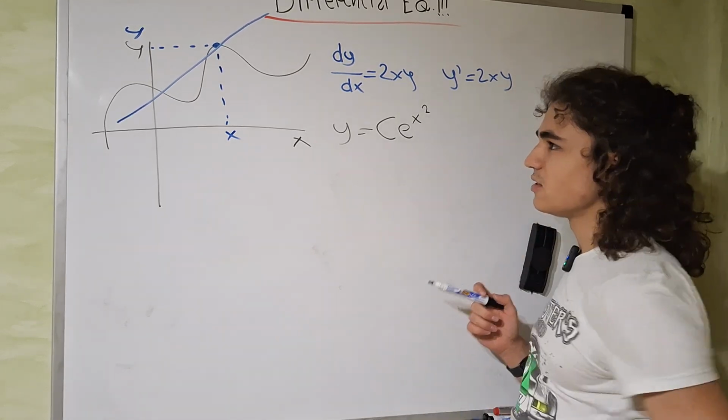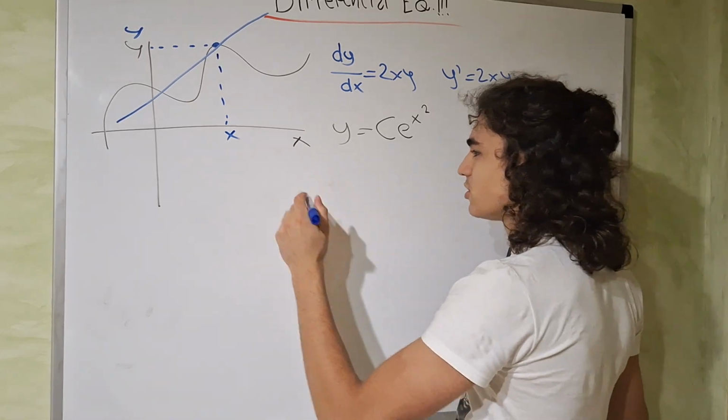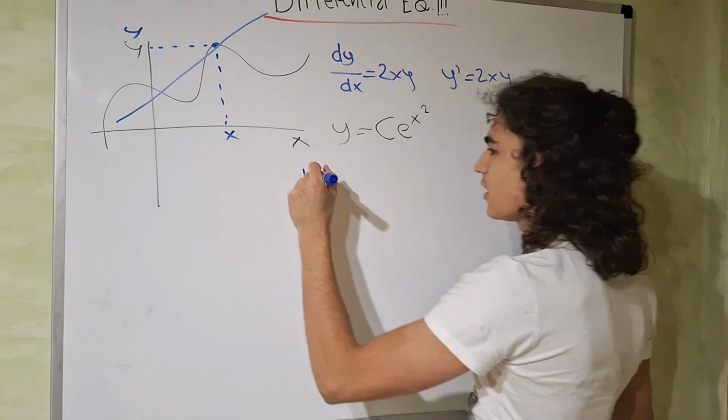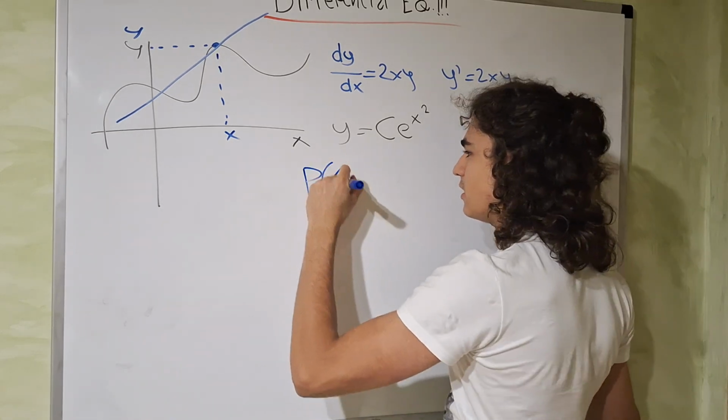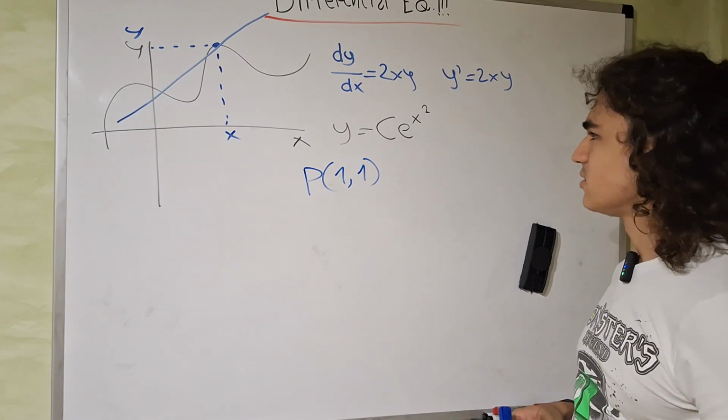So we want to determine this constant. How can we do that? For example, we want to find the solution to this equation that goes through the point in the plane x equals 1, y equals 1. Is there a way to do that?